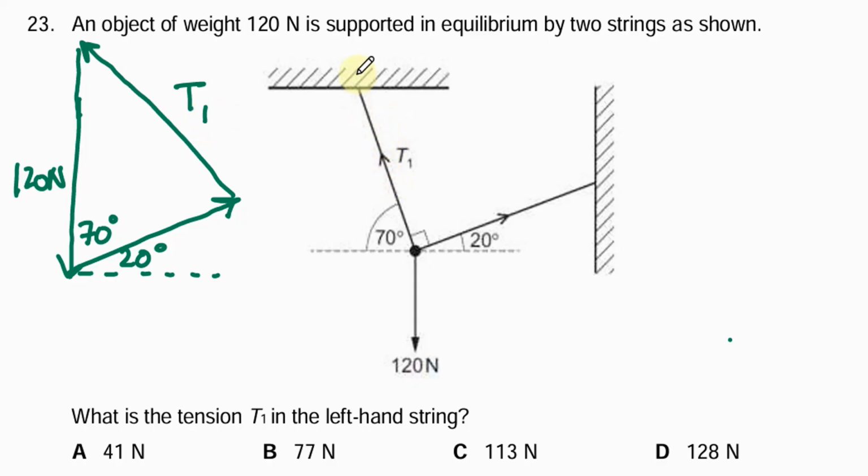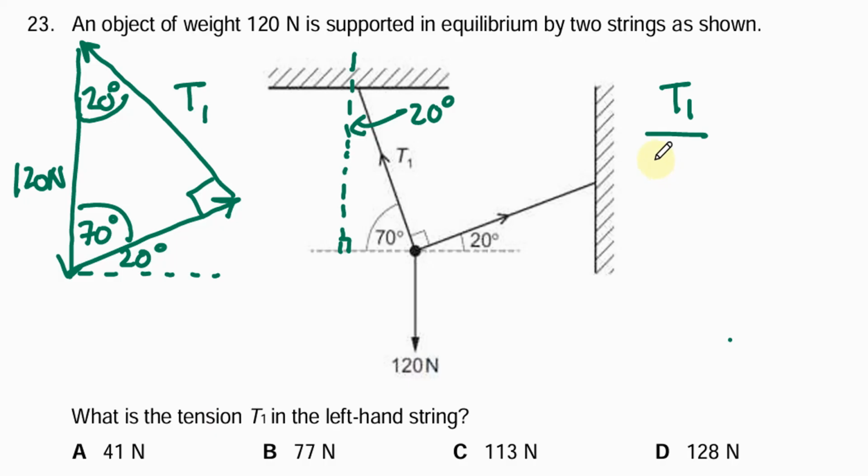Now we can get this angle here that T1 makes with a vertical. We know this is 90 degrees and this is 70. So we know this angle here will be 20 degrees. So T1 makes an angle of 20 degrees with a vertical. So we can see that this angle here must be 90 degrees. Now we can find T1. So we know T1 over 120 is the cos of 20 degrees, and so T1 will be 120 cos 20.